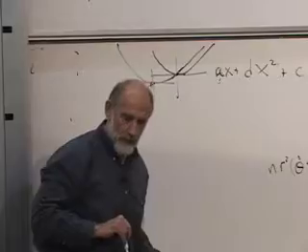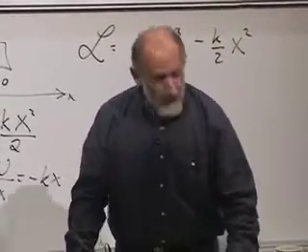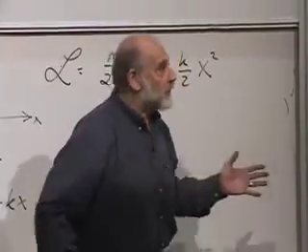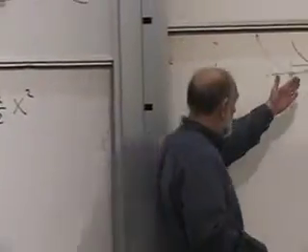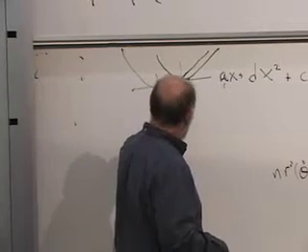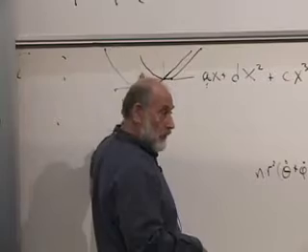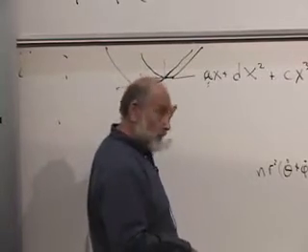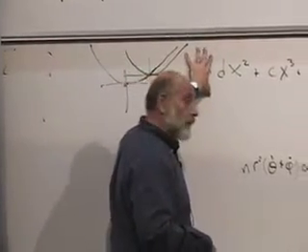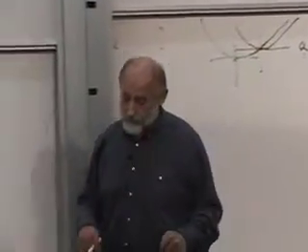Okay? So the constant coefficient is of no importance. The linear term can always be shifted by going to the minimum, by starting your coordinates at the minimum. That gets rid of the first term, and then you're left with the x squared term.